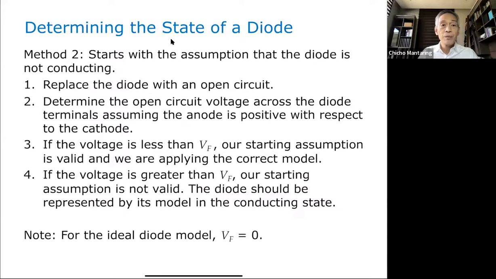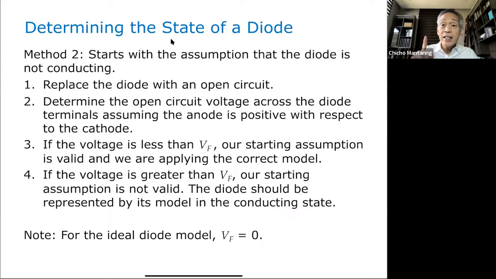Okay, so we did those two examples. This is the second method of determining the state of a diode. This time, we start with the assumption that the diode is not conducting, and we replace the diode with an open circuit. What do we do after that? We determine the open circuit voltage across the diode terminals, assuming the anode is positive with respect to the cathode. So, ang i-compute natin ngayon is V sub D, pero tatanggalin muna natin yung diode. We replace it with an open circuit, then we get the voltage V sub D across the diode terminals, assuming A is positive with respect to K.